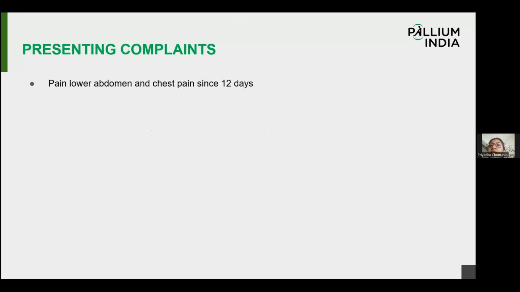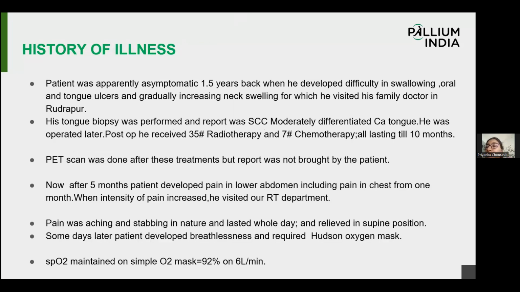When he presented to us, he had pain in lower abdomen and chest since 12 days. And he was apparently asymptomatic 1.5 years back when he developed difficulty in swallowing, and he had oral and tongue ulcers and a gradually increasing neck swelling. So he visited his nearby doctor, and tongue biopsy was performed. And the report read as squamous cell carcinoma, moderately differentiated carcinoma tongue, and he was operated for carcinoma tongue.